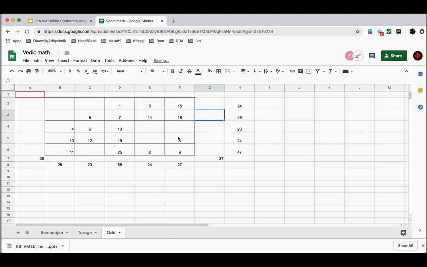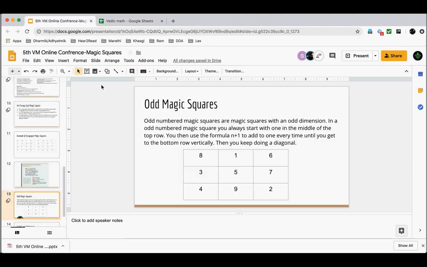So you go 1 down, so 16 here, 17 here, 18 down here, then 19 is already there, so 20 here. And then this is blocked, so 21 below 20, then 22 here, circle around, 23 here, 24 here, and then you already got 25 here. So as you can see again, 65 is the base number here. So this is how to do the odd number magic square, and everything is equal to 65.